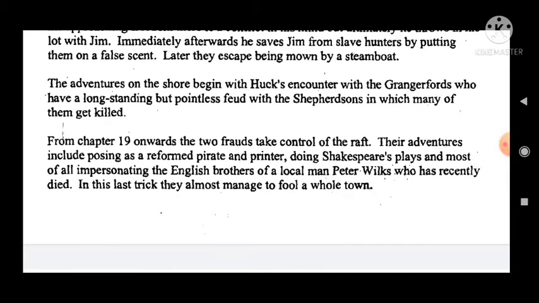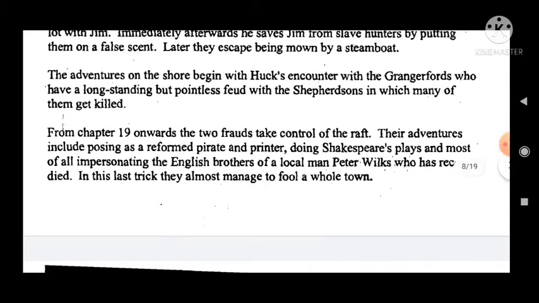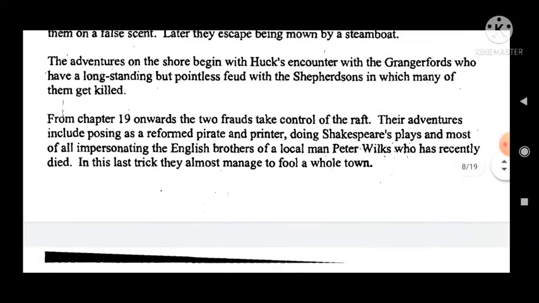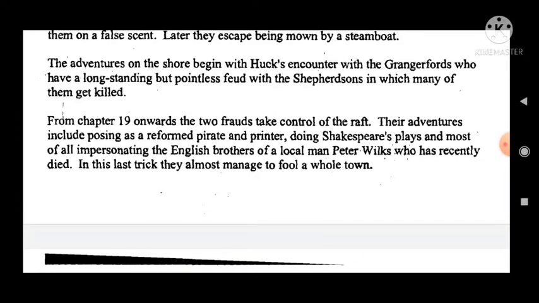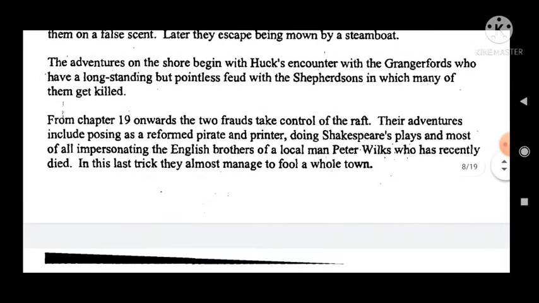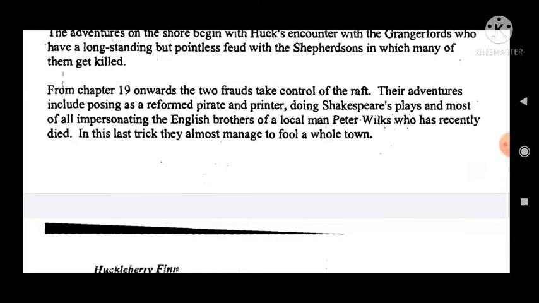The adventures on the shore begin with Huck's encounter with the Grangerford family, who have a long-standing but pointless feud with the Shepherdsons, in which many of them get killed. From chapter 19 onwards, the two frauds take control of the raft. Their adventures include posing as a reformed pirate and printer, doing Shakespeare's plays, and most of all impersonating the English brothers of a local man, Peter Wilks, who has recently died. In this last trick, they almost managed to fool a whole town.